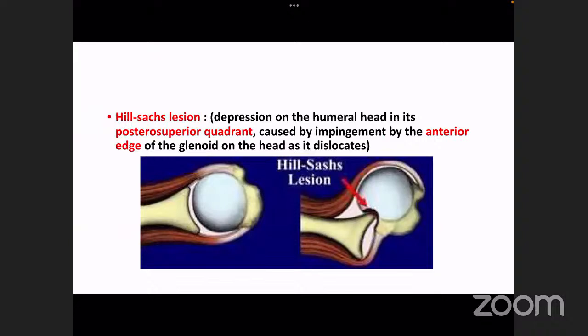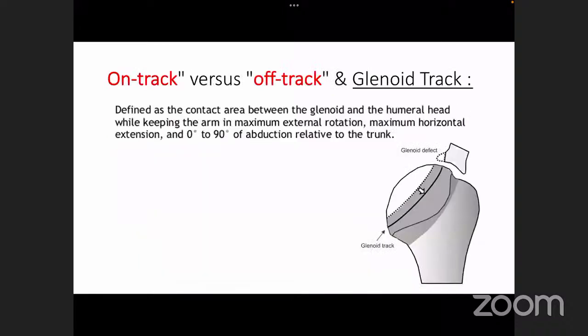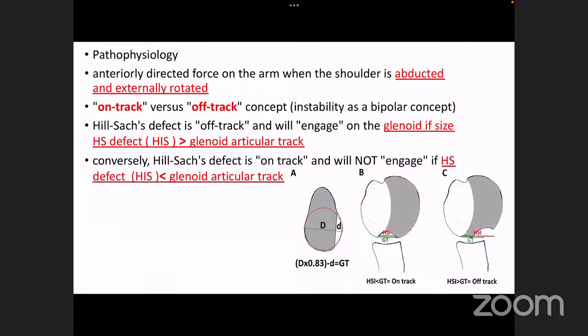The Hill-Sachs lesion, we talked about it. This is an example of the mechanism of the impaction, which occurs when you have the dislocation. There will be an engagement between the posterior superior part of the humeral head and the anterior inferior rim of the glenoid, which makes an impaction injury of the articular surface. We talked about the off-track and on-track and the glenoid track. This is what I told you before, how to calculate the glenoid track and the Hill-Sachs defect as well.